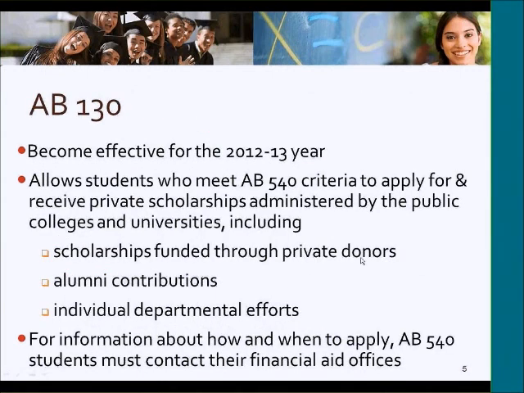It's important to understand who the AB 540 student population is, because the next components of the California DREAM Act, AB 130 and AB 131, say, paraphrasing the language in the legislation, that AB 540 students can now get financial aid. So AB 130 says AB 540 students can now receive private scholarships administered by public colleges and universities. Previously, they could not do this.